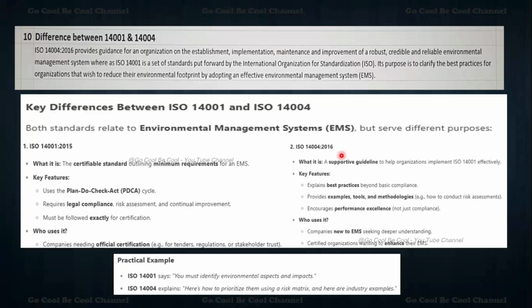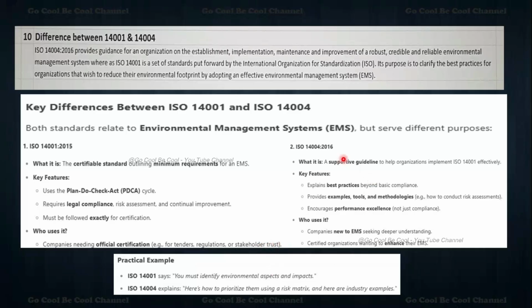Okay, now moving forward, mainly the key difference. For example, for 2 marks they ask 14001 and then 14004. Both standards are related to the environmental management system, but they serve different purposes. ISO 14001 2015, what is that? It is a certifiable standard, outlining minimum requirements of an EMS. Key feature: PDCA cycle, legal compliance, and it must be followed exactly for certification. Who uses it? Generally companies needing official certification, for example for tenders or regulation.